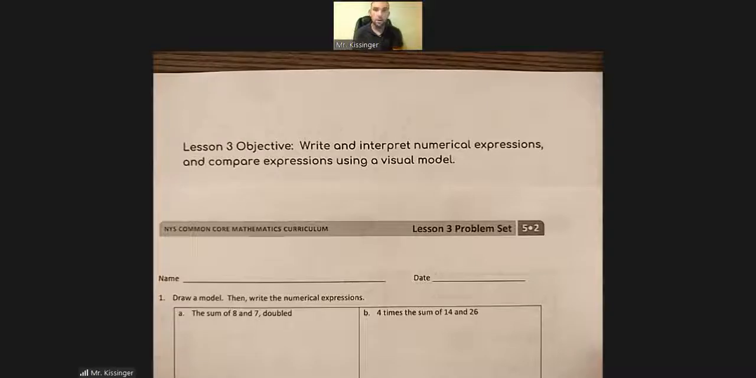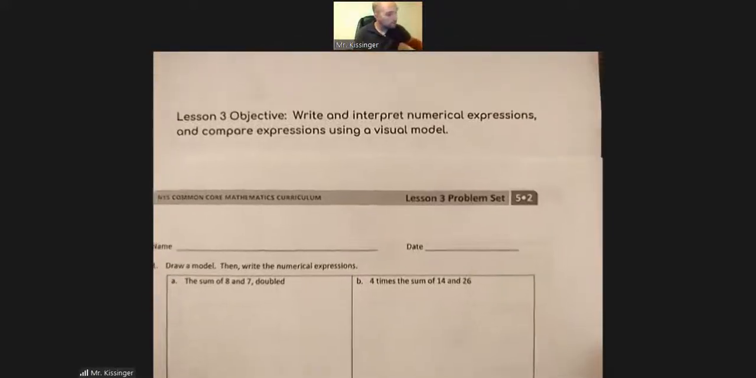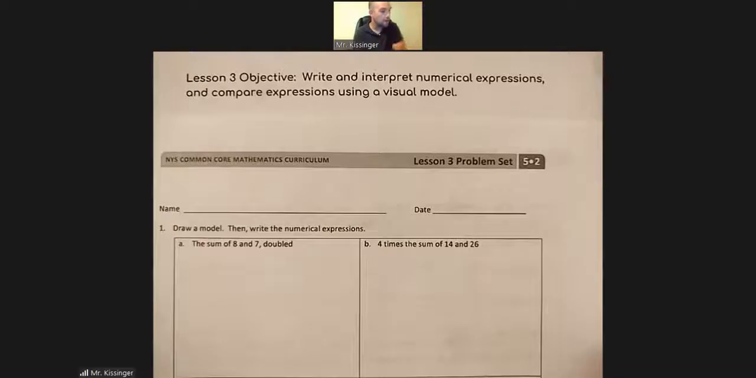So if you look here, our objective for the day is we're going to write and interpret numerical expressions and compare expressions using a visual model. Visual model meaning we're going to draw pictures to express those numerical expressions. So let's start right here on letter A.